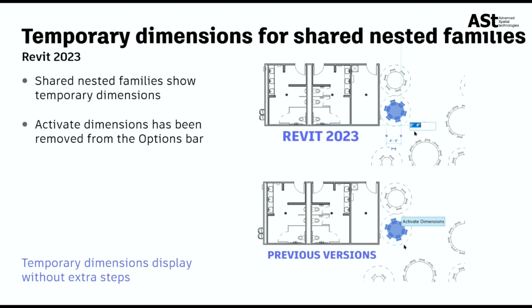Another user request: users have requested to save a step and no longer select activate dimensions for shared nested families. So Revit 2023 removes the extra step of clicking on activate dimensions from the option bar to view temporary dimensions of the shared nested families.